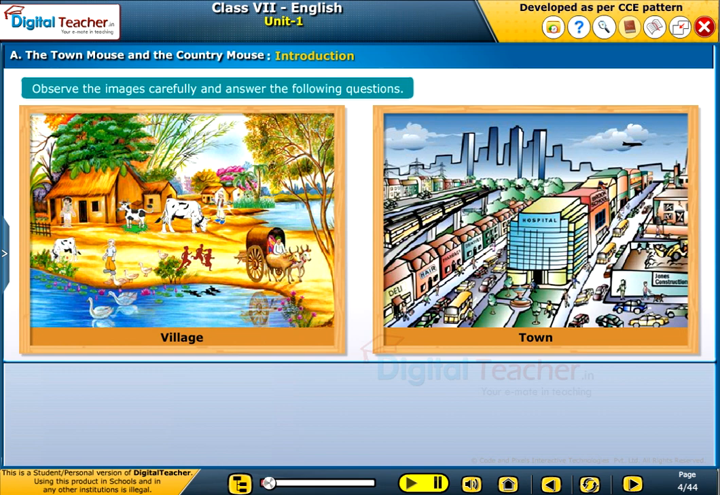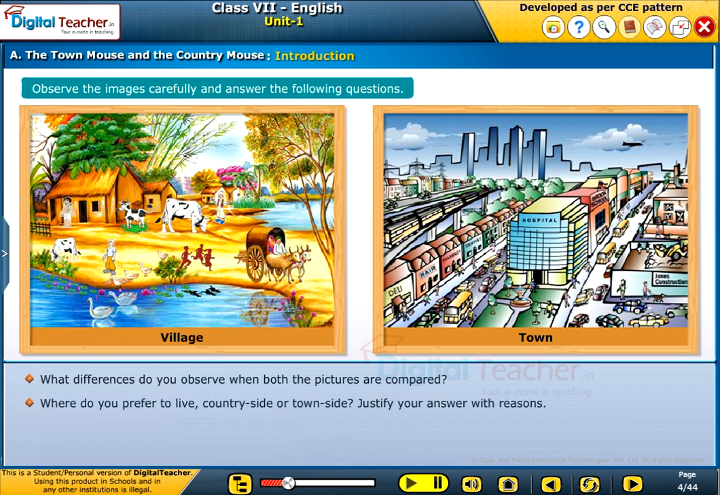Observe the images carefully and answer the following questions. What differences do you observe when both the pictures are compared? Where do you prefer to live, countryside or townside? Justify your answer with reasons. What is your favorite place, town or village, and why?